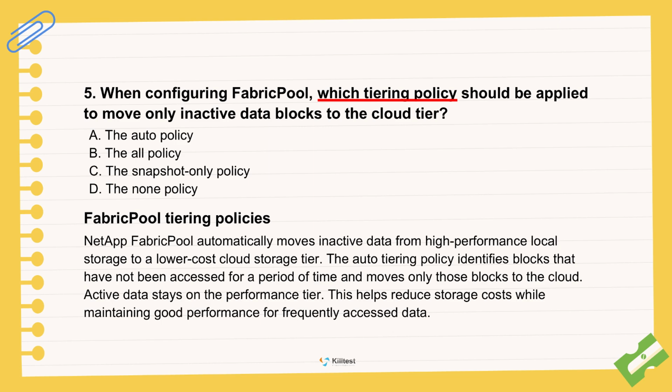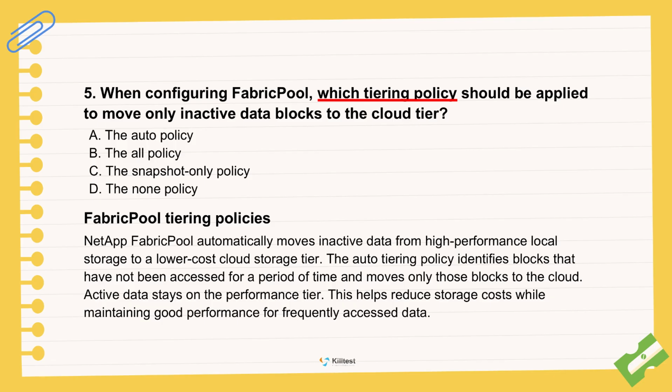Right, you have a few options to evaluate. Let's look at the distractors. If you choose the all policy, well, the system acts like a dump truck and moves every single block of user data to the cloud. Which immediately bottlenecks your active mission-critical databases because suddenly every read and write operation has to travel back and forth across the internet. It defeats the entire purpose of buying fast local storage. Then you have the none policy, which just turns tiering off. Everything stays on the expensive SSDs, burning through your IT budget.